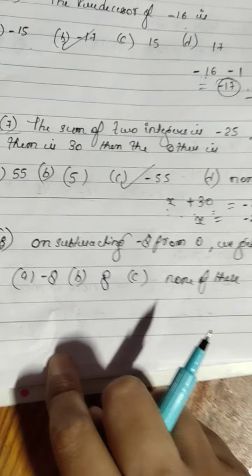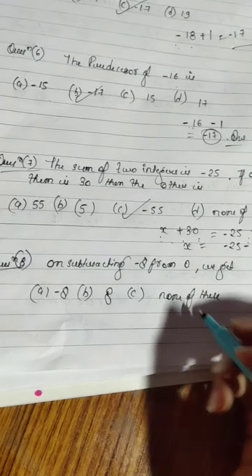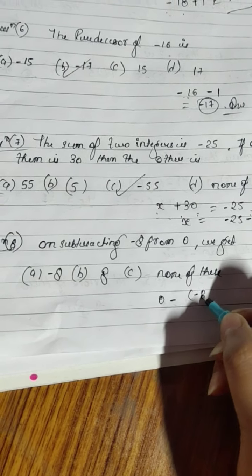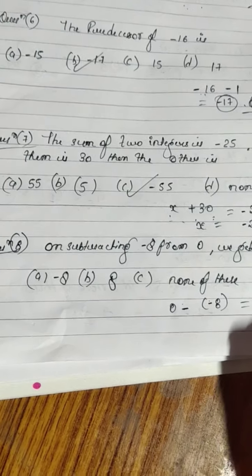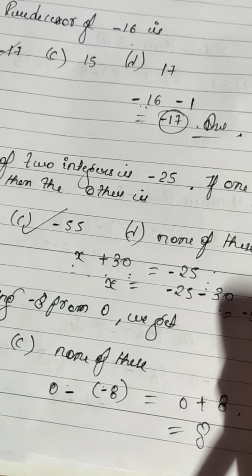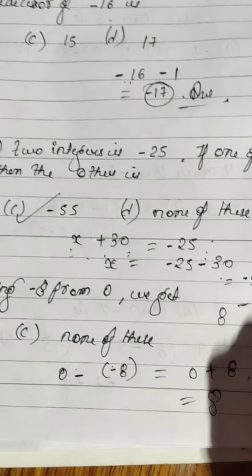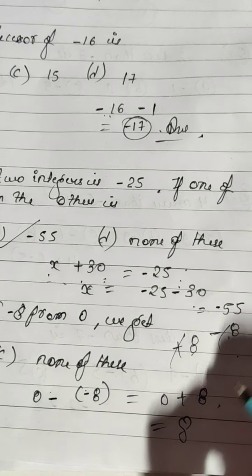Now the last question which I will be discussing is on subtracting minus 8 from 0, what do we get. So we need to subtract minus 8 from 0. Okay, so it will be 0 minus and minus, it will be plus, and 0 plus 8. The answer would be 8. Why would it be 8? Because when we are doing this, positive 8 and negative 8, positive and negative will always be cancelled, then only the result we are getting is 0.